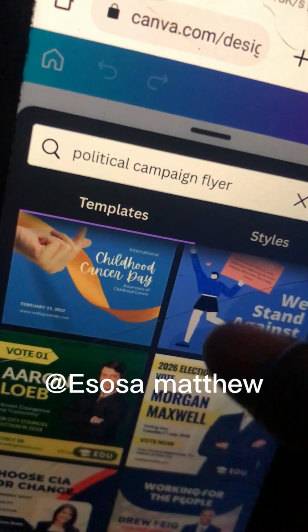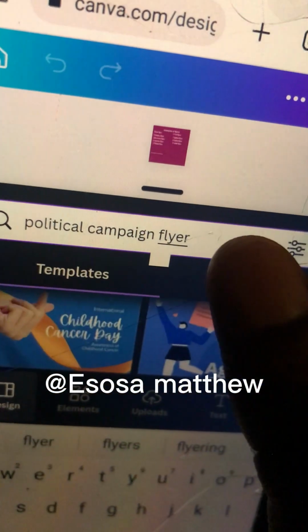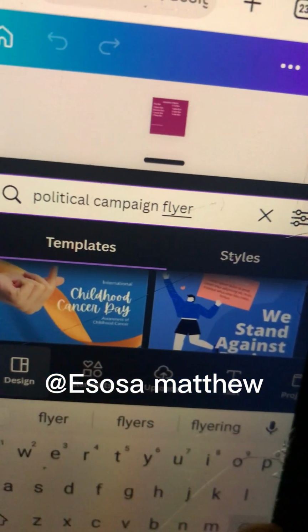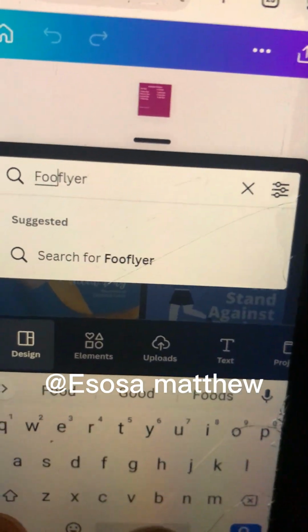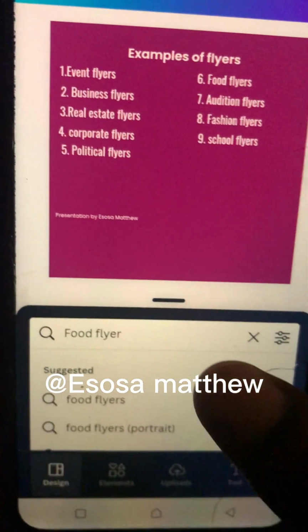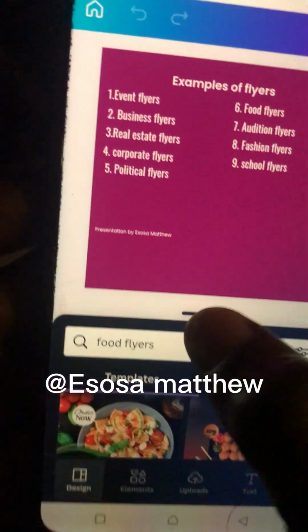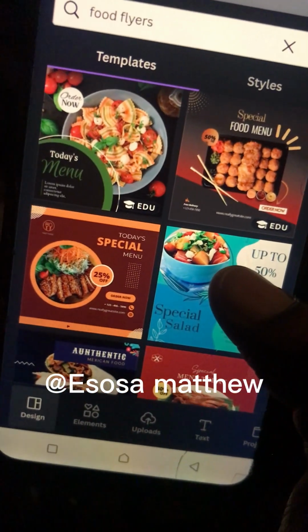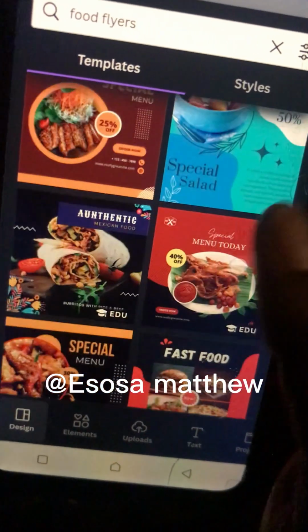The next type of flyer that I want to talk about here is the food flyer. Let me search for food flyers. Okay, so these are food flyers. Food flyers usually contain more images of food and less text. They are very straight to the point.